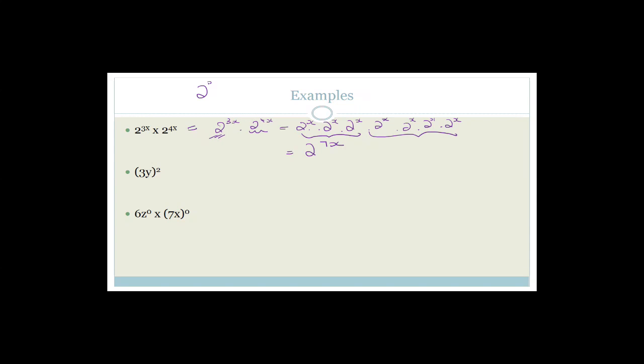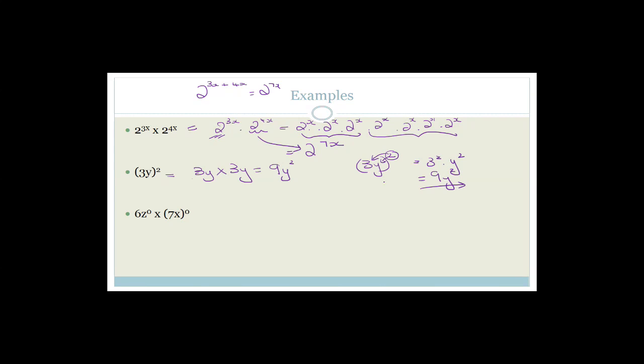We could have gone 2 to the 3x plus 4x is equal to 2 to the 7x. And that's actually how you would do it normally. Similarly here, if you've got 3y squared, that is 3y times 3y, which is 3 times 3 is 9, and y times y is y squared. But using our rules, we would know it's 3y all squared, means that this 2 applies to everything inside the bracket. So it becomes 3 squared times y squared, which is just 9y squared.